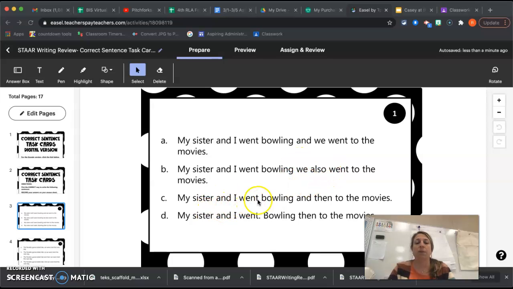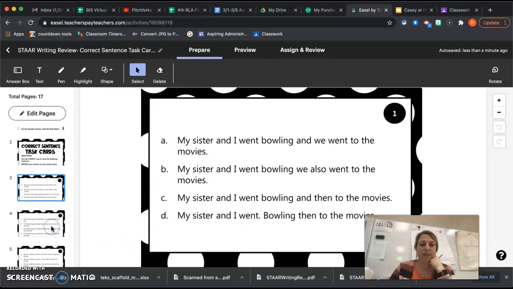C, my sister and I went bowling and then to the movies. And you notice right here, it doesn't use repetition of who. The who just does two actions, went bowling and the movies. So this one is correct. And D says, my sister and I went, period. Well, there's no action there. So this period right here, I would put an X on it and that lets me know that it is wrong.